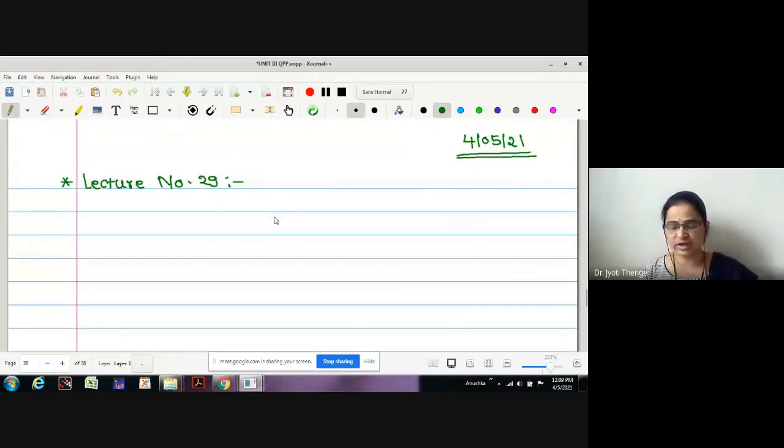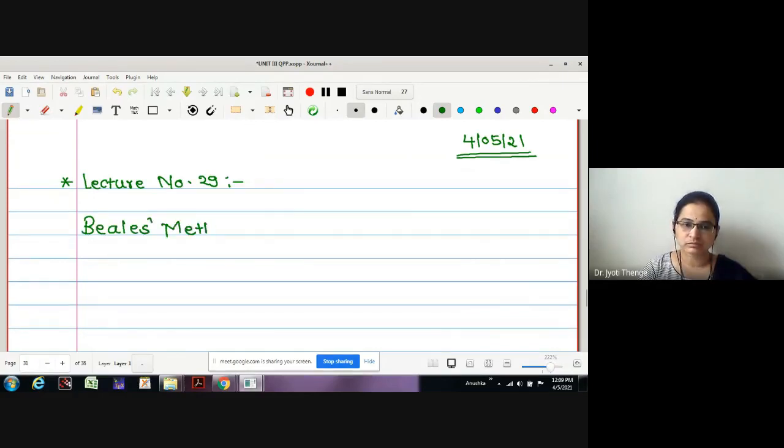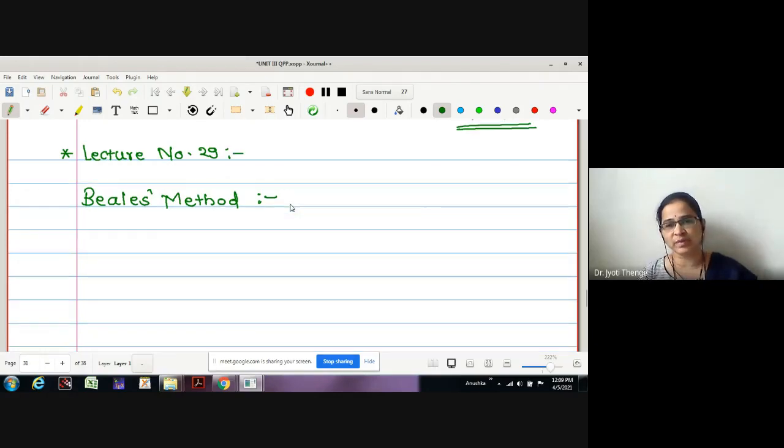Now let us come to today's lecture for understanding Beal's method of solving the quadratic programming problem. In Beal's method, we are not going to make use of any Kuhn-Tucker conditions. Rather, this method depends on partitioning the variables into basic and non-basic variables, and we are going to use some basic aspects of differential calculus. Let me tell you what the method is.